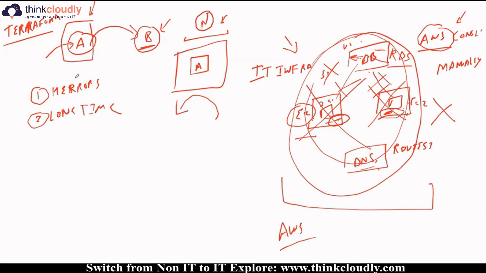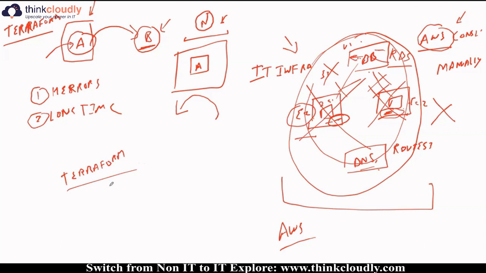Now, these are the problems which every organization was facing earlier: there was no proper documentation, and it used to take a very long time to create all these resources one by one manually. Then what happened? Terraform came into existence. Okay, to address these kinds of scenarios, Terraform came into existence.